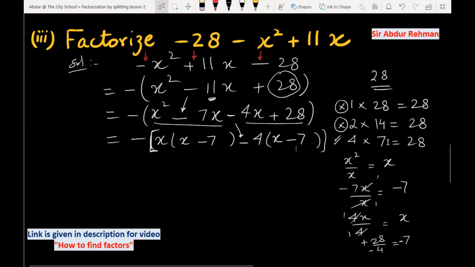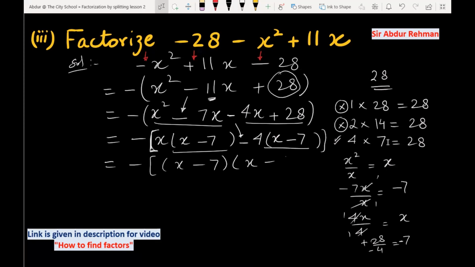Your two brackets must be the same when you break the middle term. Now the common factor is x minus 7. The remaining part is x minus 4 here. This may be your answer: minus x minus 7 times x minus 4.